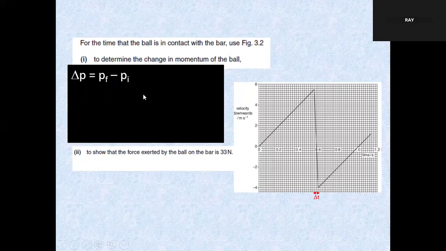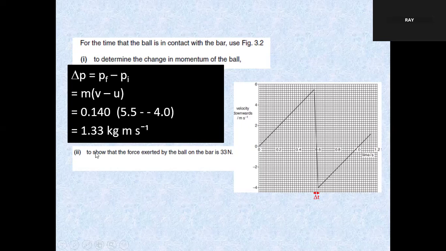The change in momentum is final minus initial. Right? From the graph, mass times final velocity minus initial velocity. Mass is given. And final velocity is this one, read from here. Initial velocity is here. Here I put it wrongly lah. It should be minus 0.4 minus 5.5. So you should get a negative answer. But as I say, examiner won't bother about the negative answer lah.